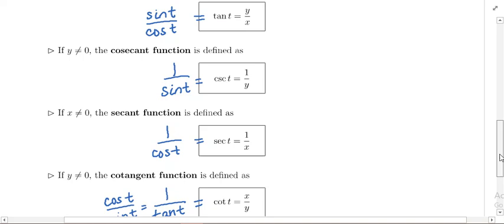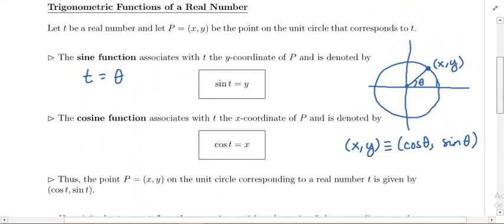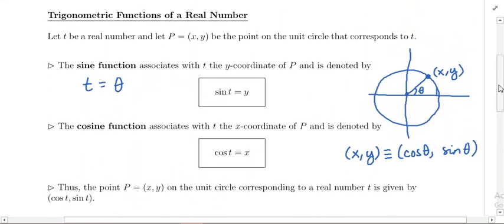So again, this is just a summary saying how you can compute the six trigonometric functions of a given angle using its coordinates on the unit circle.